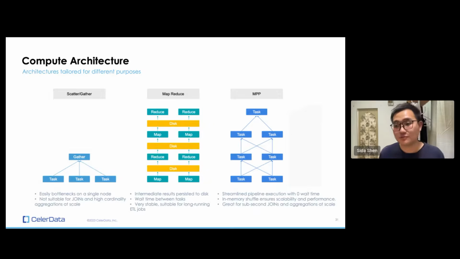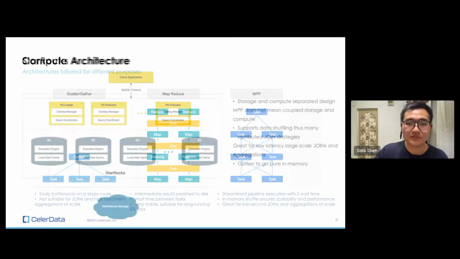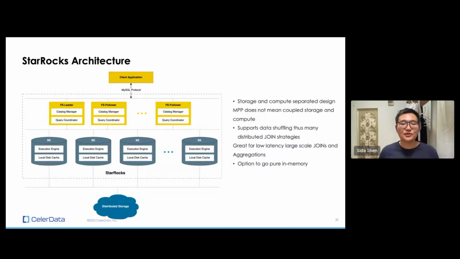And then you have pure in-memory MPPs, right? It supports data shuffling between the memories of your worker nodes, right? So it's zero wait time, and it streamlines the execution, and it's great for sub-second joins and high-cardinality aggregation at scale, right? And let's take a look at the StarRocks architecture, right? Let's go back to this image. It features a storage and compute separated design.